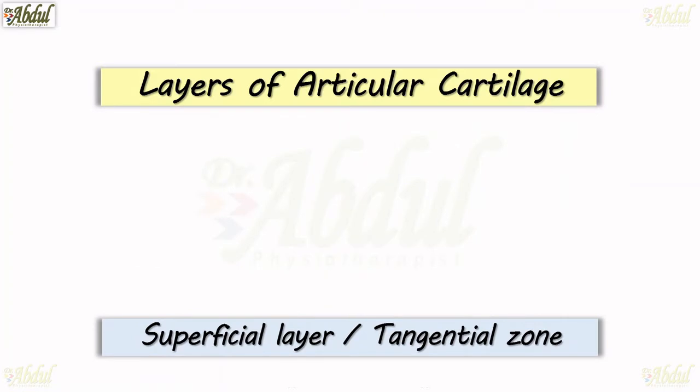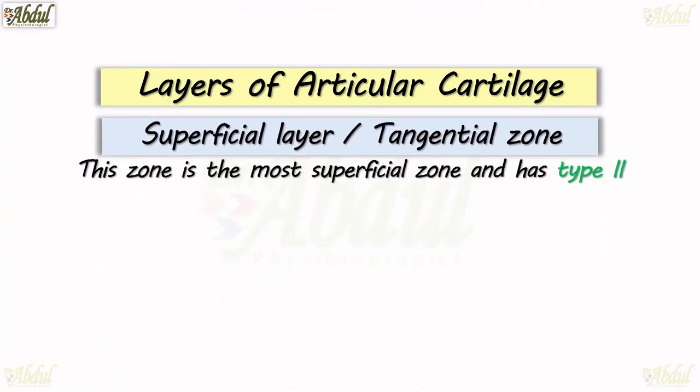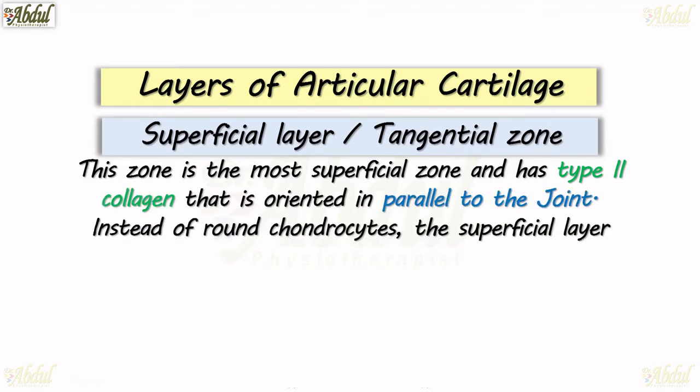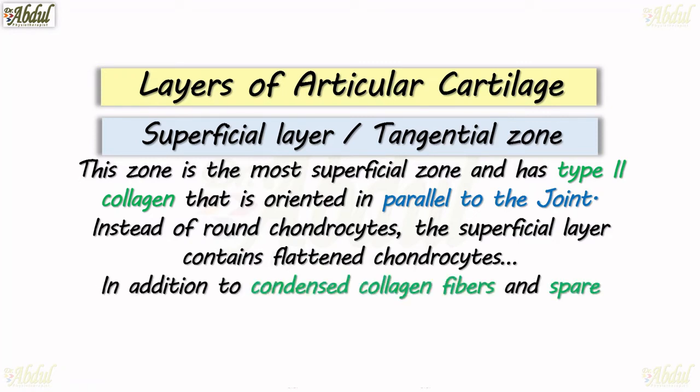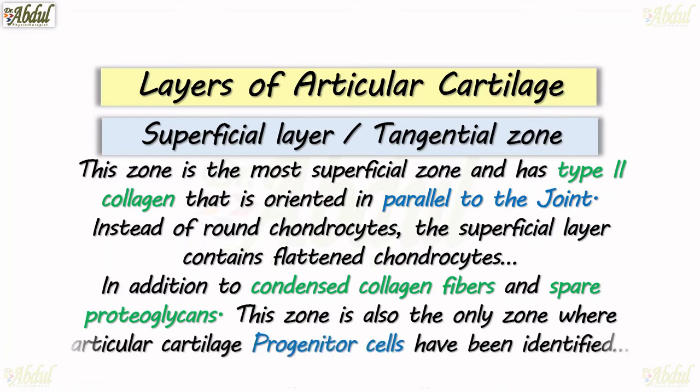Let's see what is superficial or tangential zone. This zone is the most superficial zone and has type 2 collagen that is oriented in parallel to the joint. Instead of round chondrocytes, the superficial layer contains flattened chondrocytes. In addition to the condensed collagen fibers and sparse proteoglycans, this zone is also the only zone where articular cartilage progenitor cells have been identified.